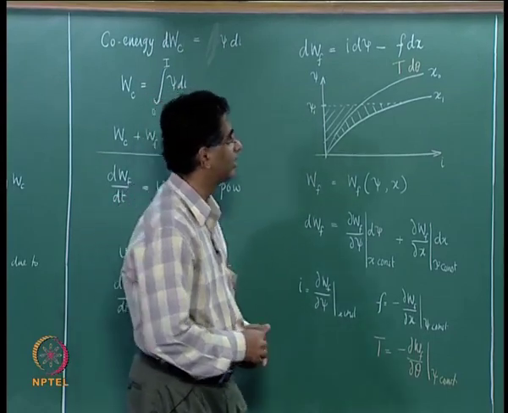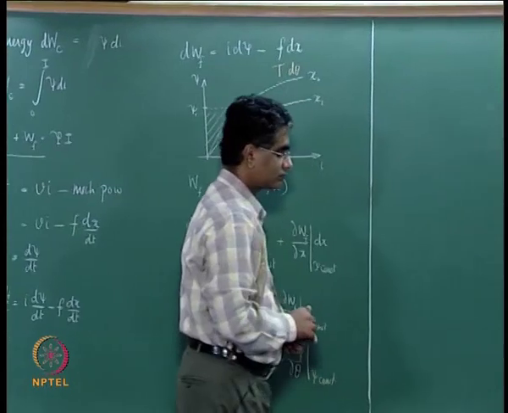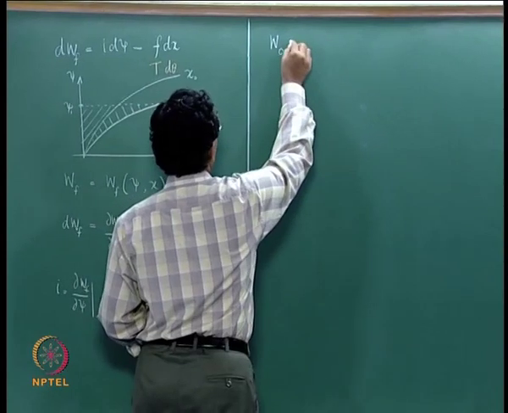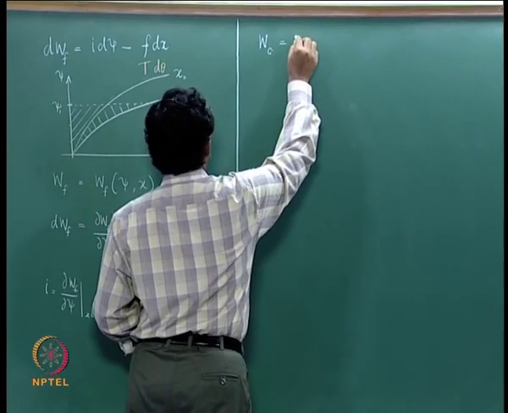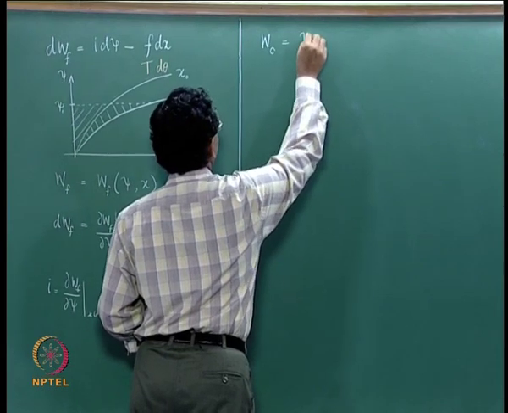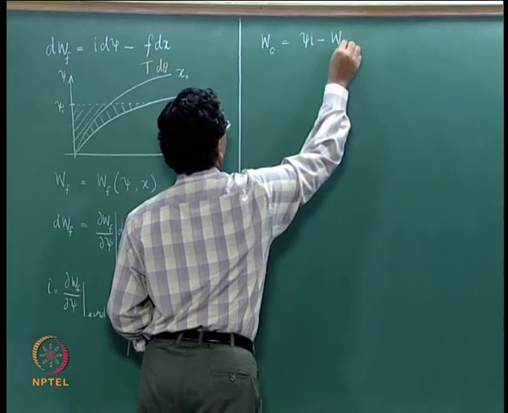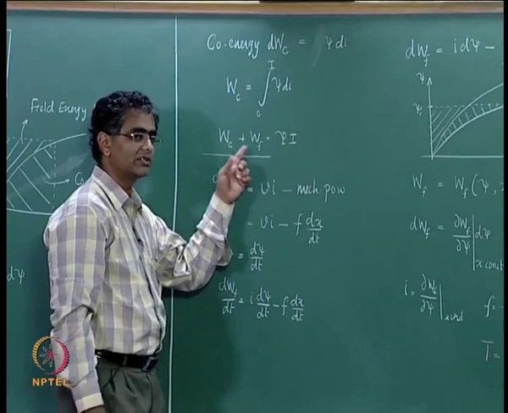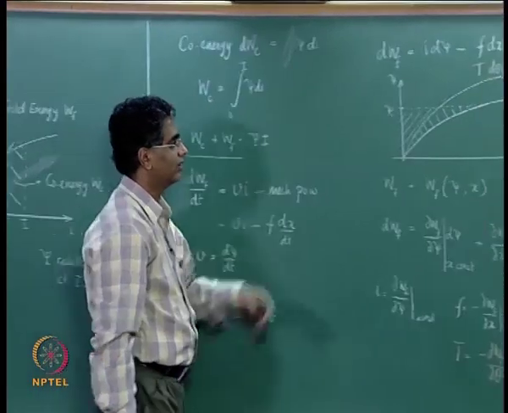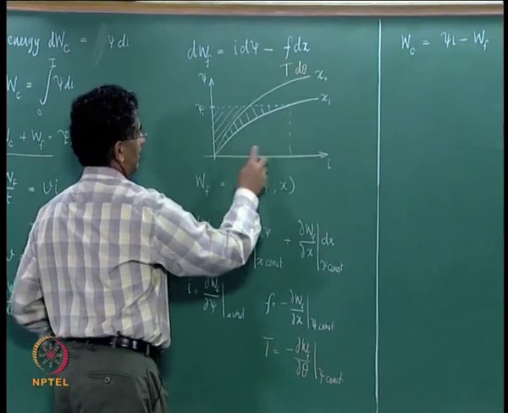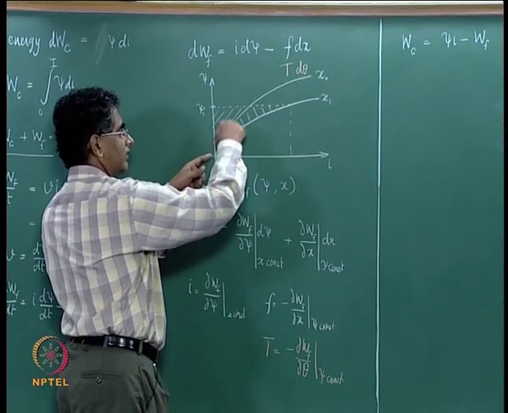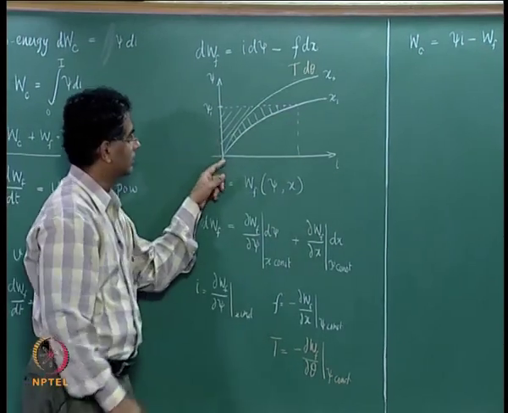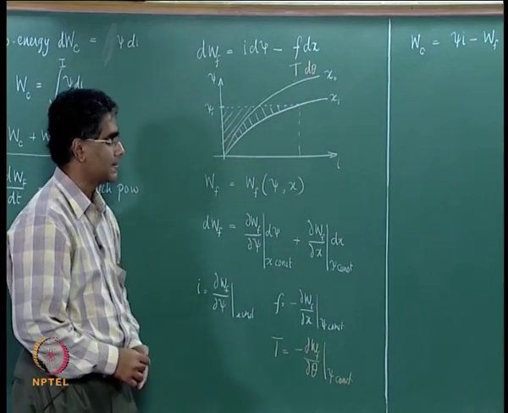Similar expressions can be derived based on co-energy. We have seen that co-energy is given by psi into I minus field energy. That is the expression we have seen here, Wc plus Wf is equal to psi into I. Indeed, we can recall again that the sum of area above the curve and area below the curve together give this rectangular area, which obviously has to be equal to psi into I.